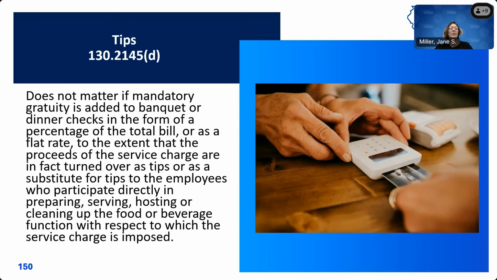It does not matter if the mandatory gratuity is added to the banquet or dinner checks in the form of a percentage of the total bill or as a flat rate, to the extent that the proceeds of the service charge are in fact turned over as tips or as a substitute for tips to the employees who participate directly in preparing, serving, hosting, or cleaning up the food or beverage function with respect to which the service charge is imposed.